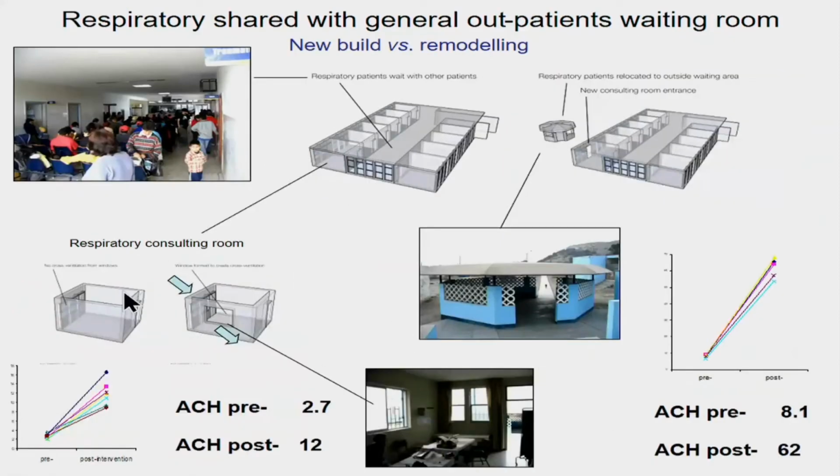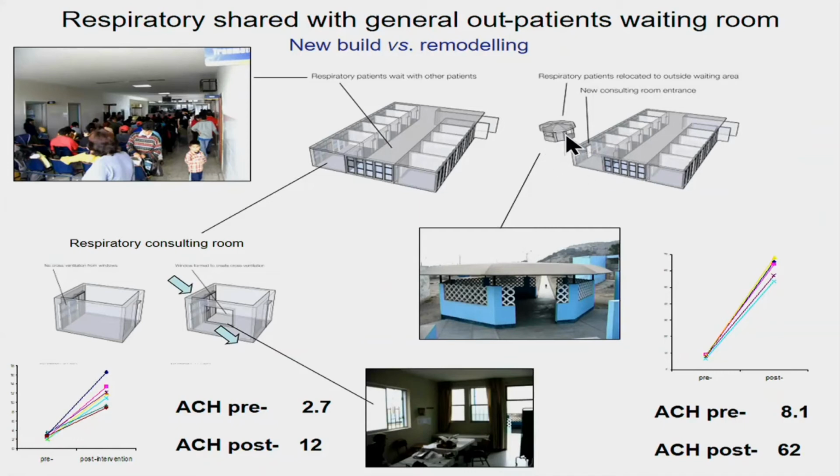This was another example of one of these shared waiting rooms. This was a consulting room for respiratory medicine. We put a new window here to provide cross-ventilation. Suddenly, instead of 2, 3, 4 air changes, you got 10, 12, 15 air changes, depending on the wind, largely. And then the respiratory outpatients waiting area, we actually built a new one and built it outside. So now the TB suspects, the likely infectious patients, are not in here with everybody else, they're out there.